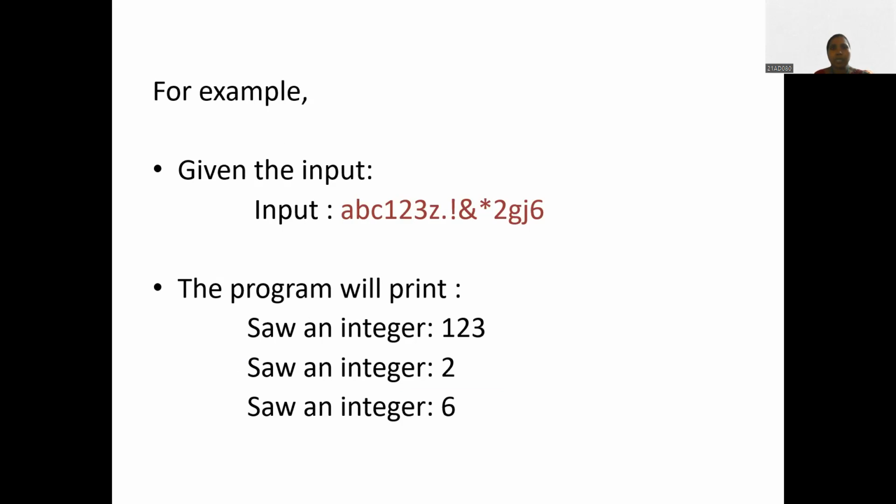Now, let us see for the given LEX program in our LEX tool, let us give the input as ABC123, Z dot exclamation symbol ampersand star 2G J6. Now here you find that 123 is an integer. So the program will print, yes, I saw an integer 123. Then next, all are special characters and alphabets. Then it is seeing the integer 2. Then finally it is seeing the integer 6. Now this will be the output given by the LEX.